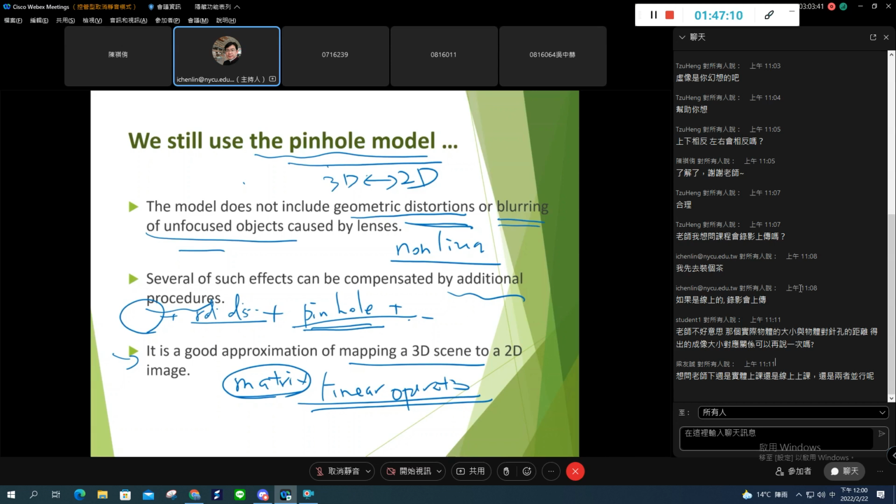So in our chapters 6 to 8, we'll talk about things such as stereo. We still mainly use the pinhole model, such as for reprojection, to estimate the relationship between 2D and 3D. And for those distortions resulting from the lens, we can use some other model to compensate the effect. Okay. So that is the second class today.